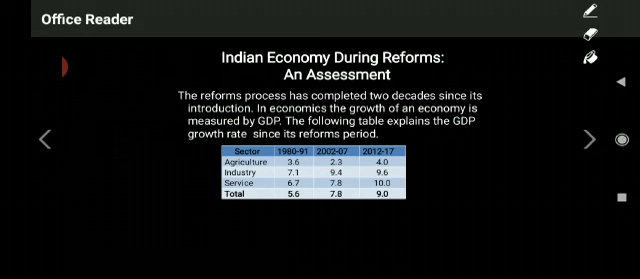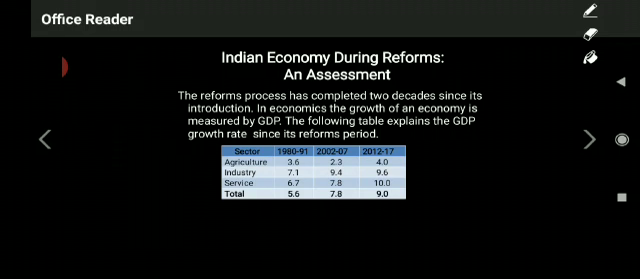Dear students, in the last class we discussed the World Trade Organization, which was a very interesting and important topic. And today let us have a look at the Indian economy during reforms and assessment, which is the last subtopic of the economic reforms, and also a most important question for the examination.